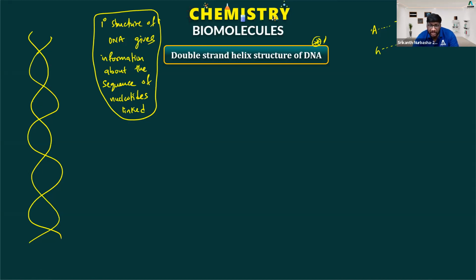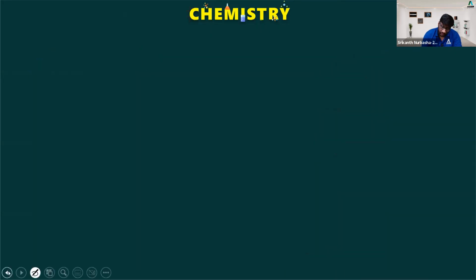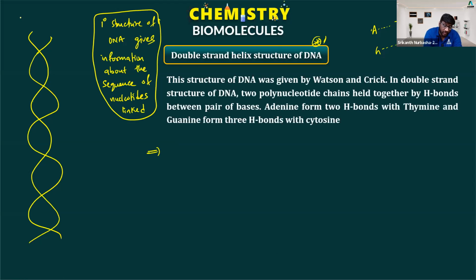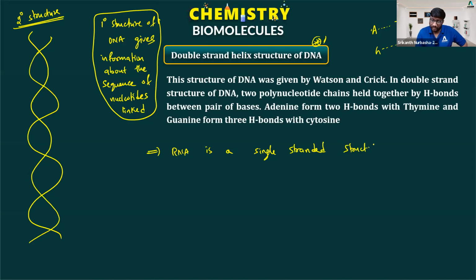RNA is a single-stranded structure and its polynucleotide can fold back within itself. But the DNA secondary structure is a double-stranded structure. You can write down that point. This is the double-stranded structure of DNA, the secondary structure. RNA is a single-stranded structure, and its polynucleotide can fold back within itself.